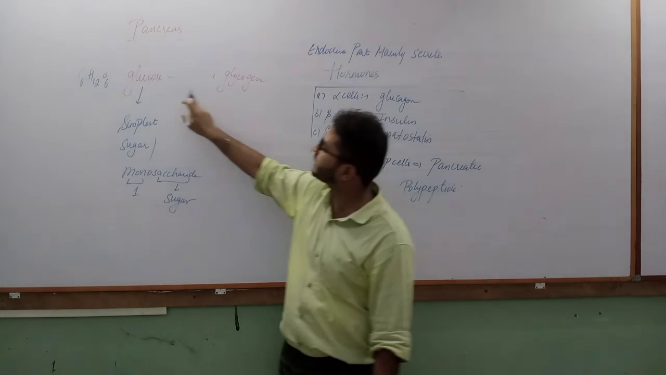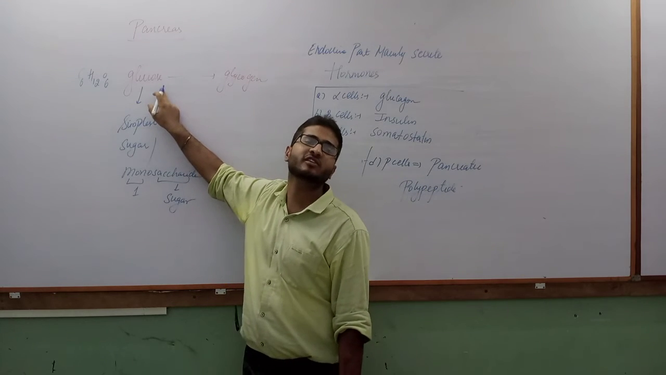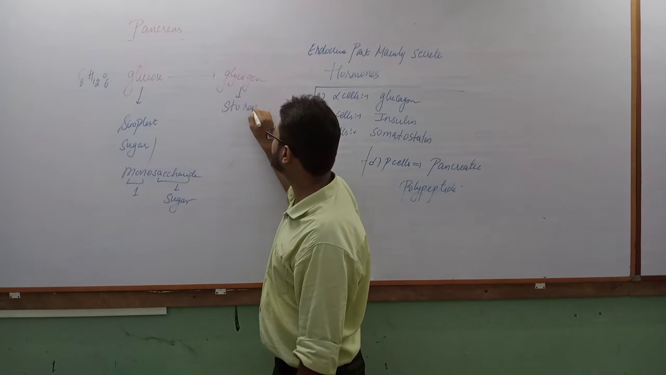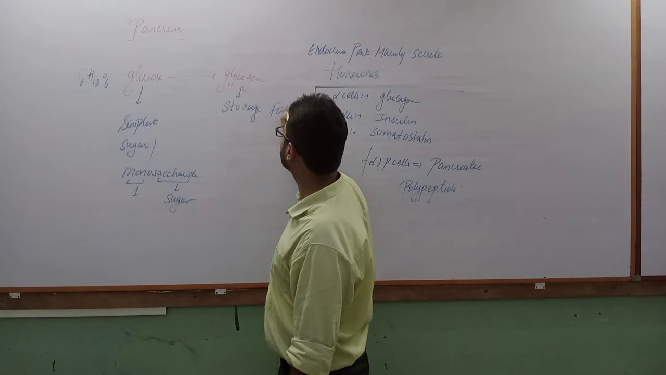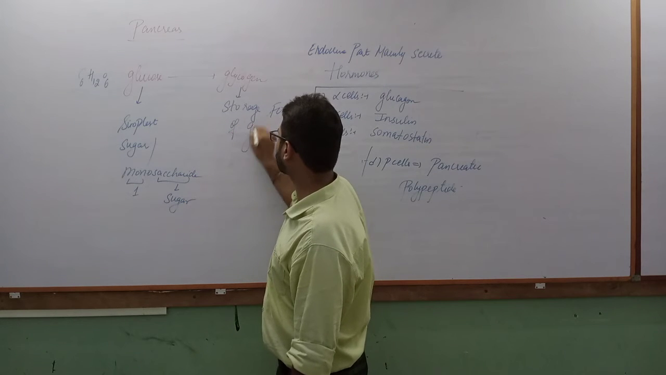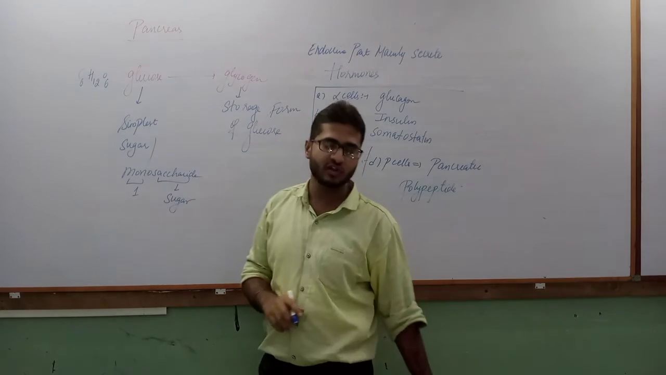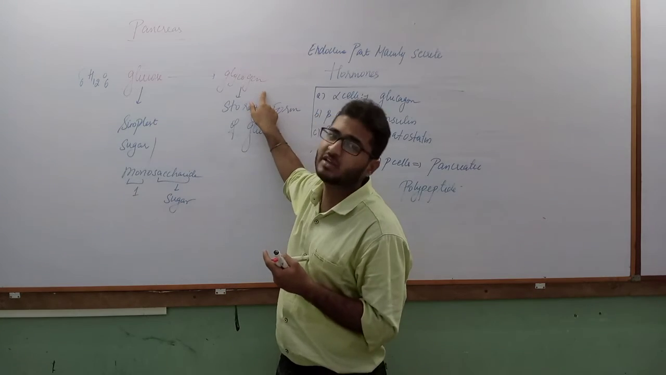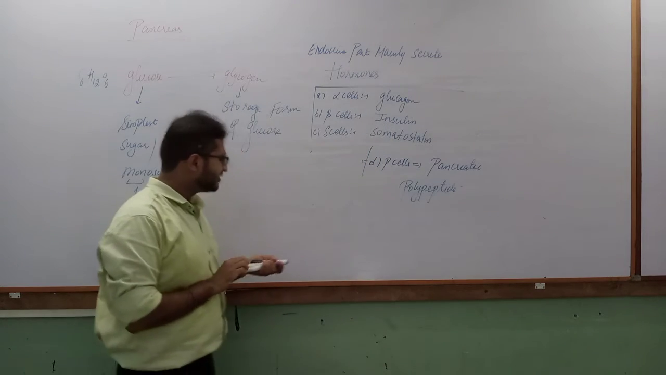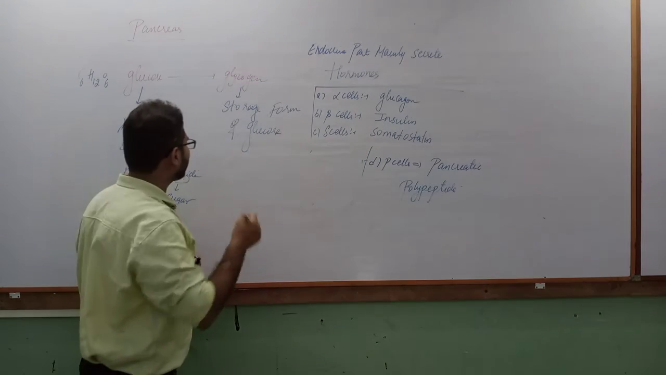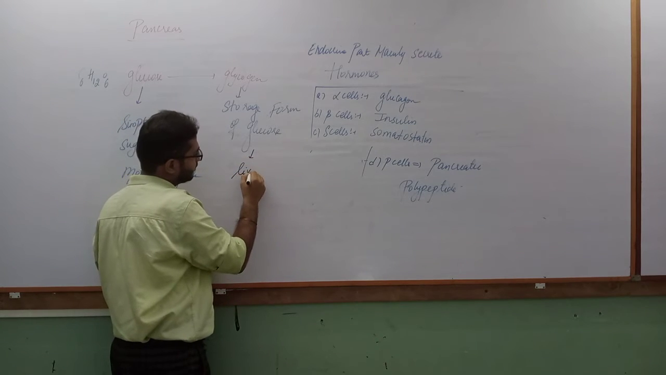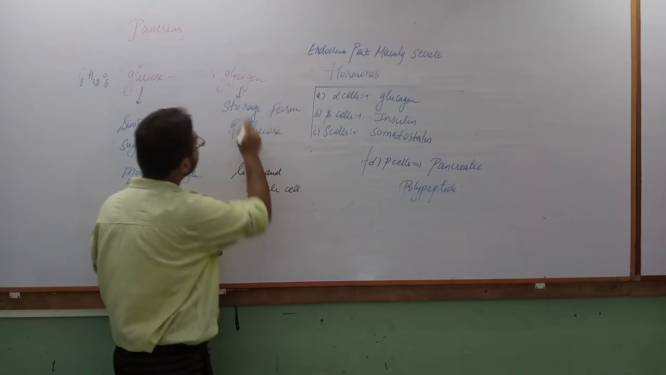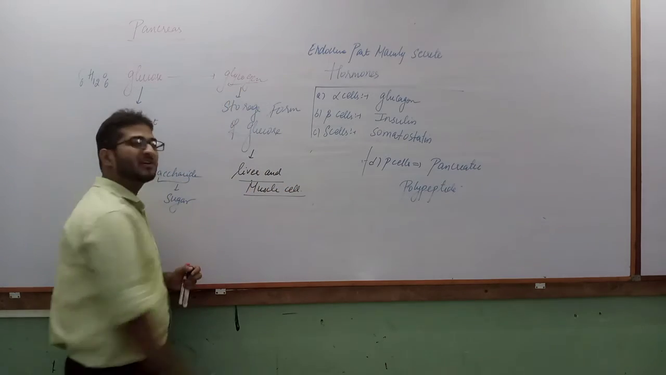Now what is this glycogen? Glycogen is nothing but one form of glucose, but it is the storage form of glucose. Storage means there should be some place where this glycogen can be stored. So in human beings, this glycogen is stored specifically in liver and muscle cells. Glycogen is stored where? Mainly in liver and muscle cells.